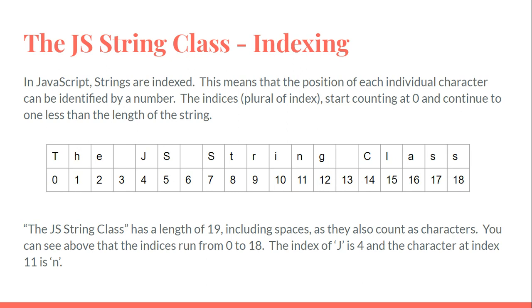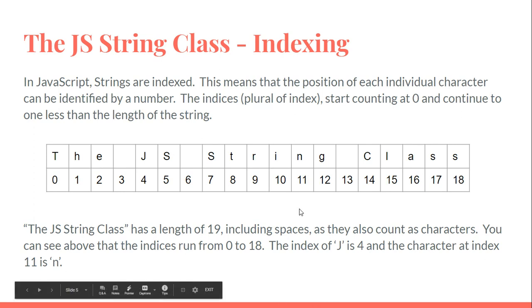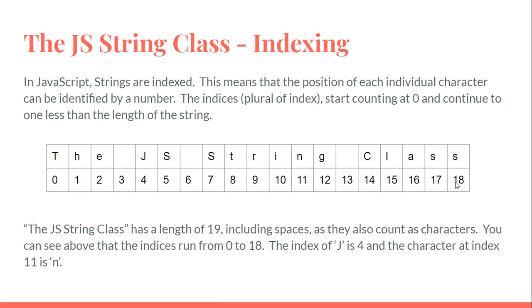Next, we have to talk about the concept of indexing. All strings are indexed. This means that the position of each individual character can be identified by a number. The indices, as you'll see in this picture down here, start counting at 0 and go up to one less than the length. So the JS string class has a length of 19. And yes, we include spaces because a space is a character. So it's got a length of 19, but we count those spaces starting at 0. So the indices go from 0 all the way up to 18.